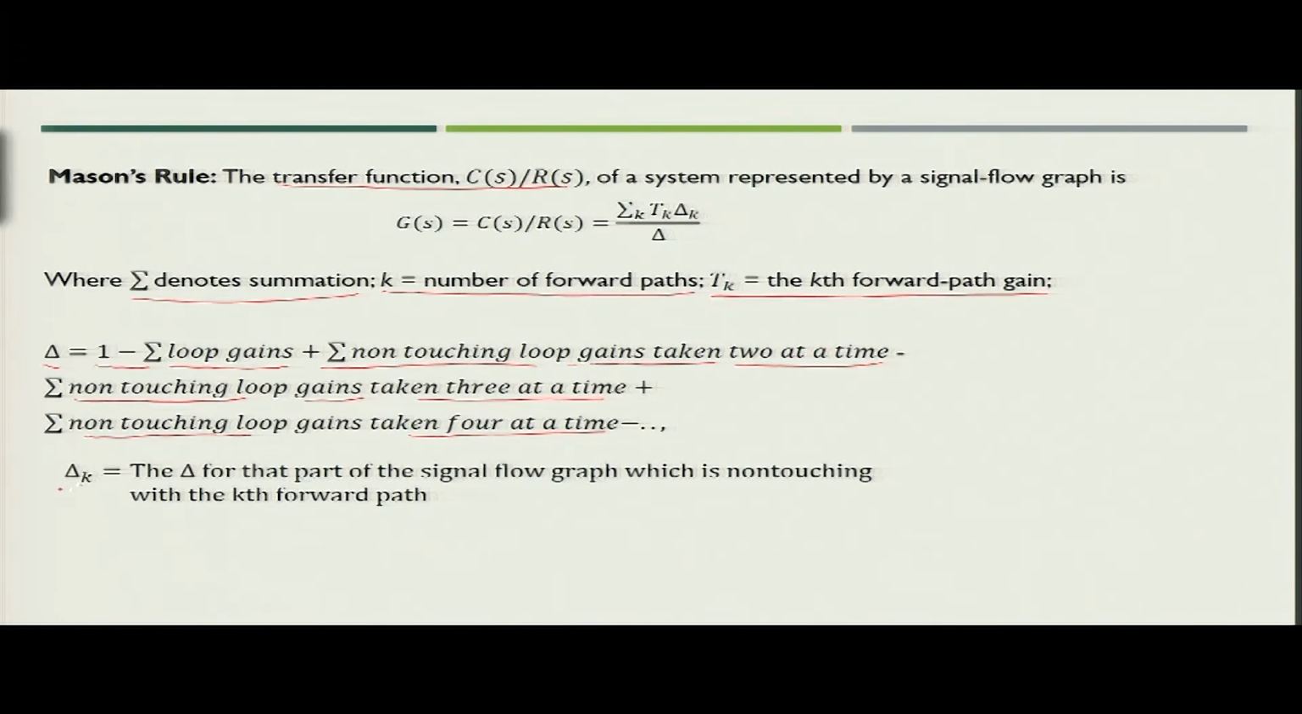Now, what is delta k? Delta k is the delta for that part of the signal flow graph which is non touching with the kth forward path. So, this is the rule which was given by Mason. Let us try to understand how we will apply this rule with the help of one example.